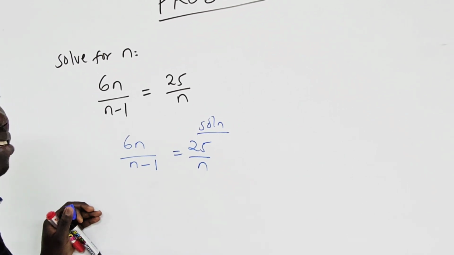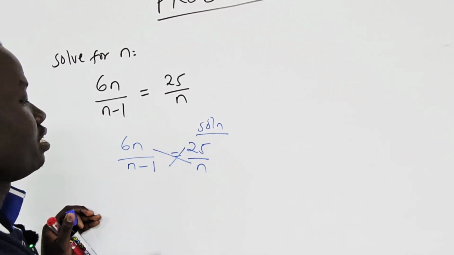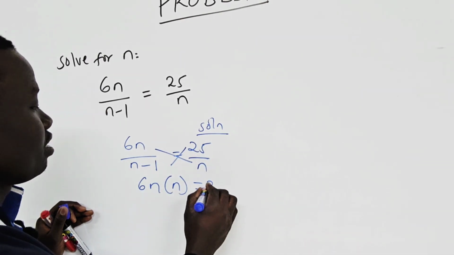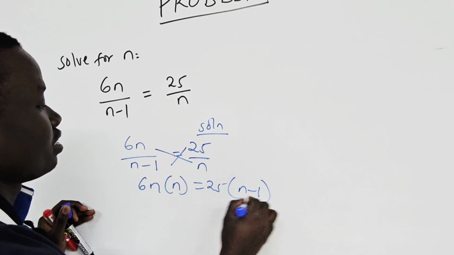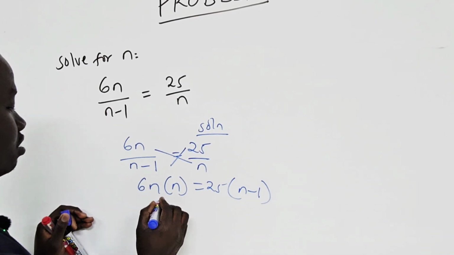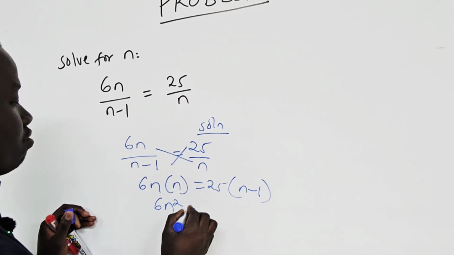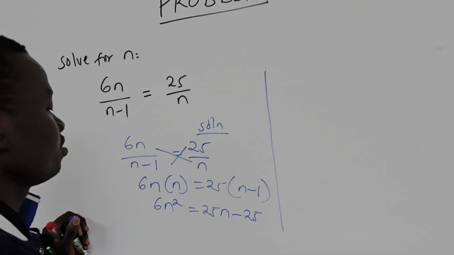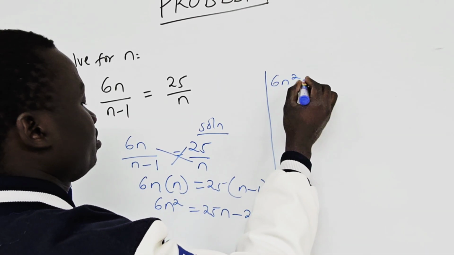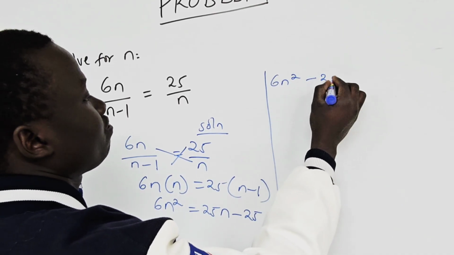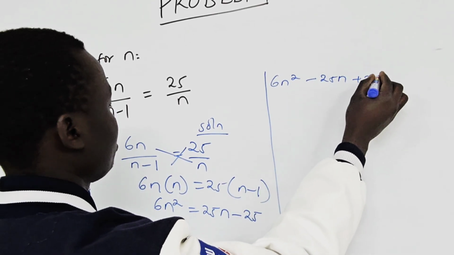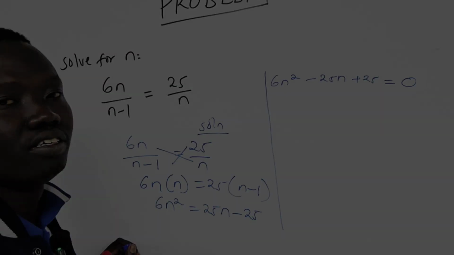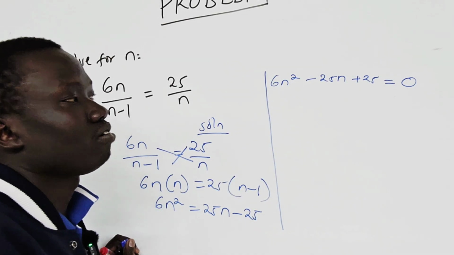Here the first step is to cross multiply. So in this case we're going to have 6n into n, which is equal to 25 into n minus 1. So we're going to have 6n squared equal to 25n minus 25. Then 6n squared minus 25n plus 25 is equal to 0. These are the results, and you know how you can solve a quadratic equation.